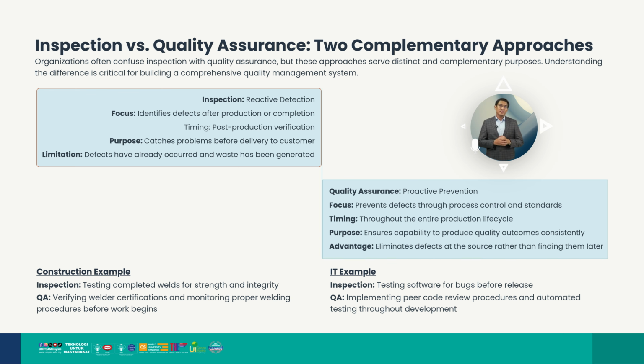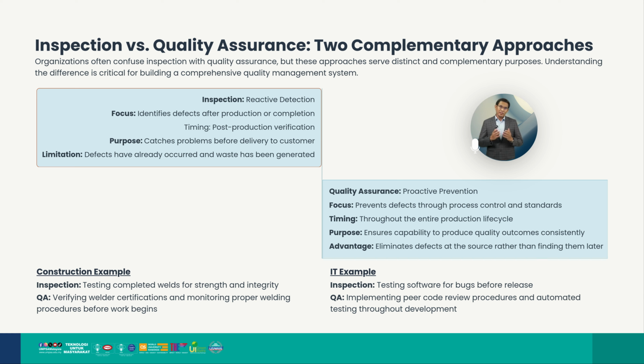Okay, now inspection and quality assurance, while related, serve different roles in quality management. Inspection is a reactive activity that focuses on checking deliverables after they have been produced to ensure they meet specified requirements. Quality assurance, on the other hand, is proactive, involving the development and implementation of processes that prevent defects from occurring in the first place. Inspection verifies conformance, whereas quality assurance ensures that the processes leading to the deliverables are robust enough to consistently produce quality outcomes.